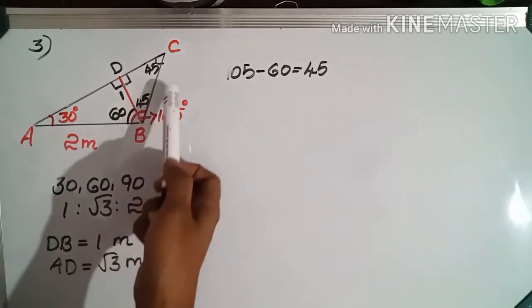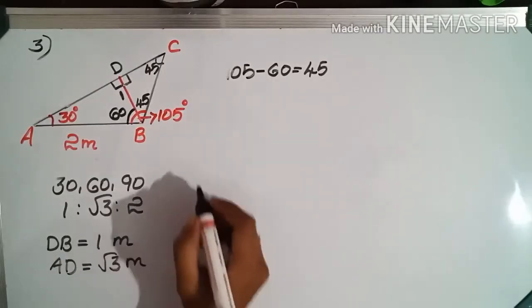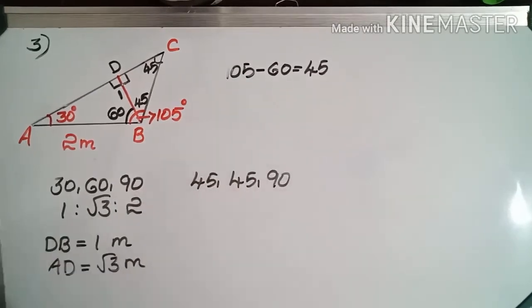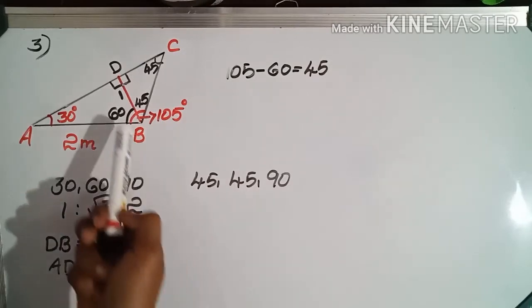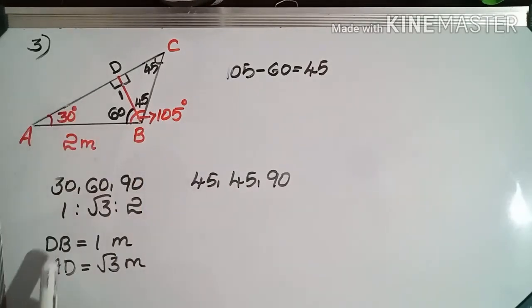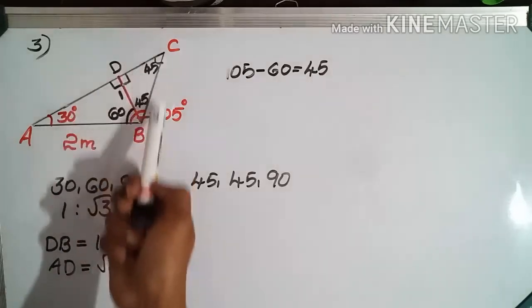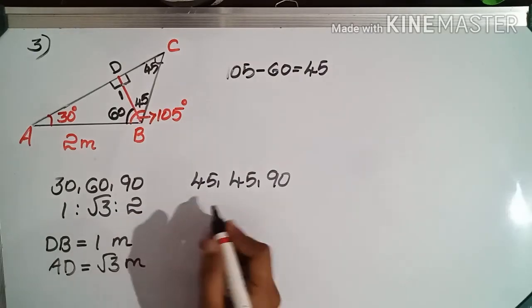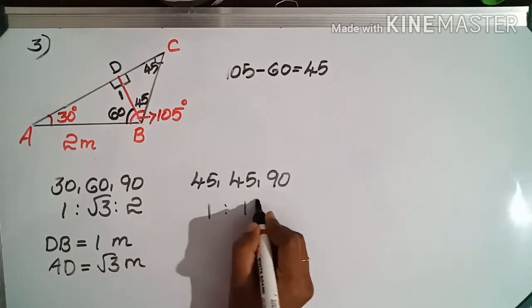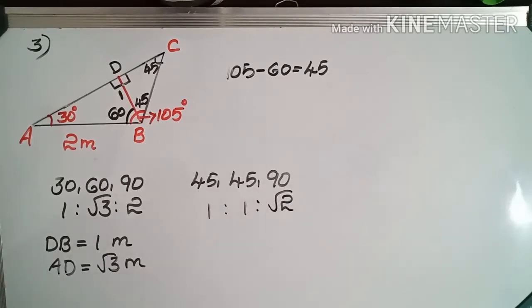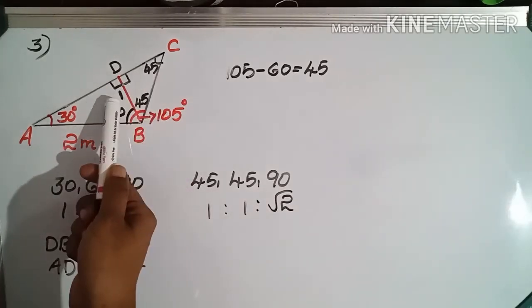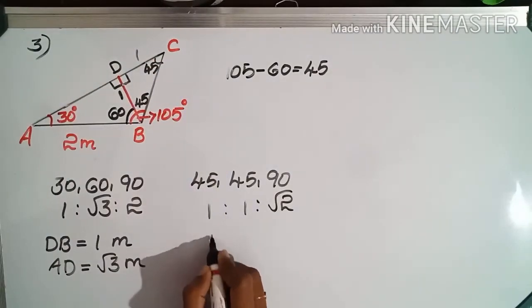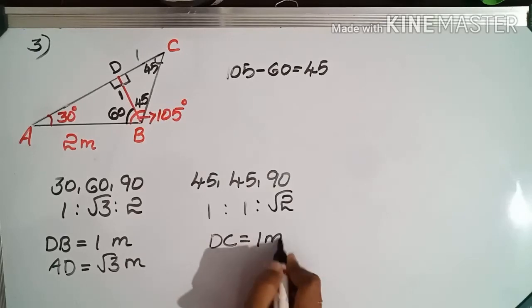Okay. Now similarly for the second one. The second one's angles are what? 45, 45, 90. So here the measurement we have is only the first side, that is DB. DB we already proved as 1 meter. So for this triangle also this is the common side, that means DB is 1 here. So the ratio is what? 1 is to root 2. So the 45 opposite 1 here means this 45 opposite here will also be 1. That is DC equal to 1 meter.